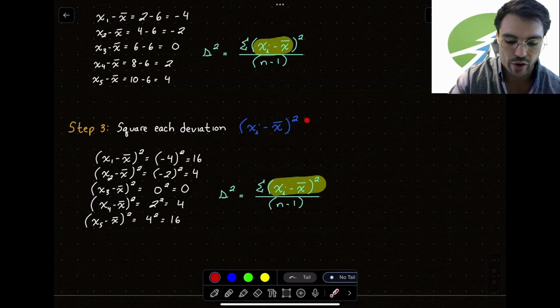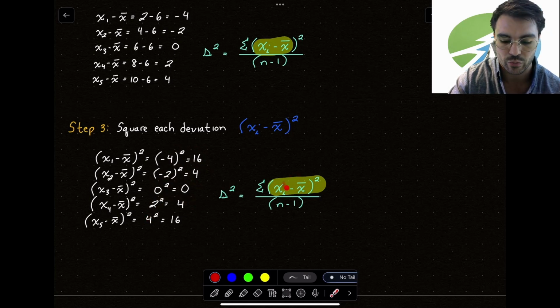Step 3, square each deviation. Take each value found from step 2 and square it. -4 squared is 16, -2 squared is 4, 0 squared is 0, 2 squared is 4, 4 squared is 16. Highlighted over here is the part of the equation we just focused on.